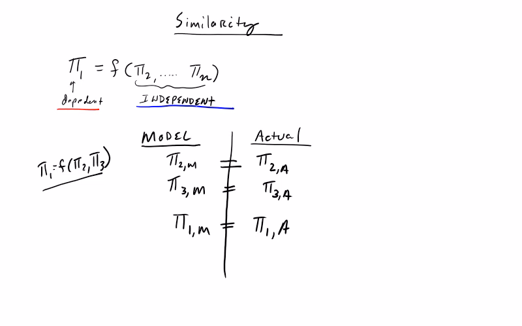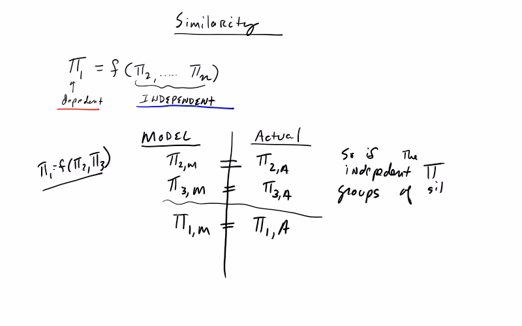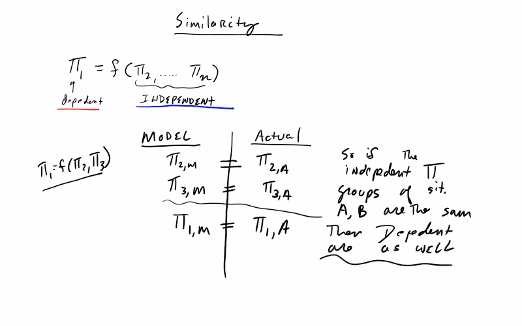And this is essentially saying that if the independent dimensionless groups, the independent pi groups of situation A and B are the same, then the dependent ones are as well. Now this seems a little confusing right now, but it's a really important tool, because it allows us to do modeling. That's why I used the term model and actual before.